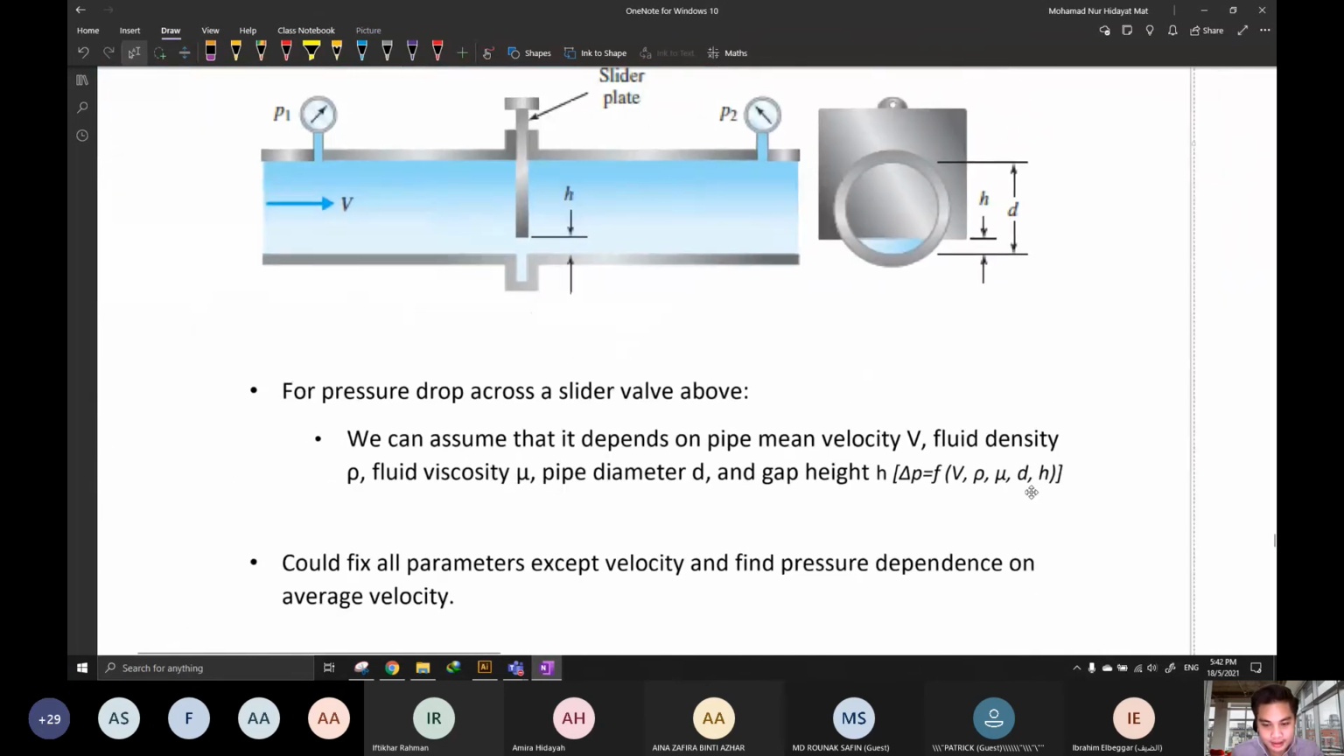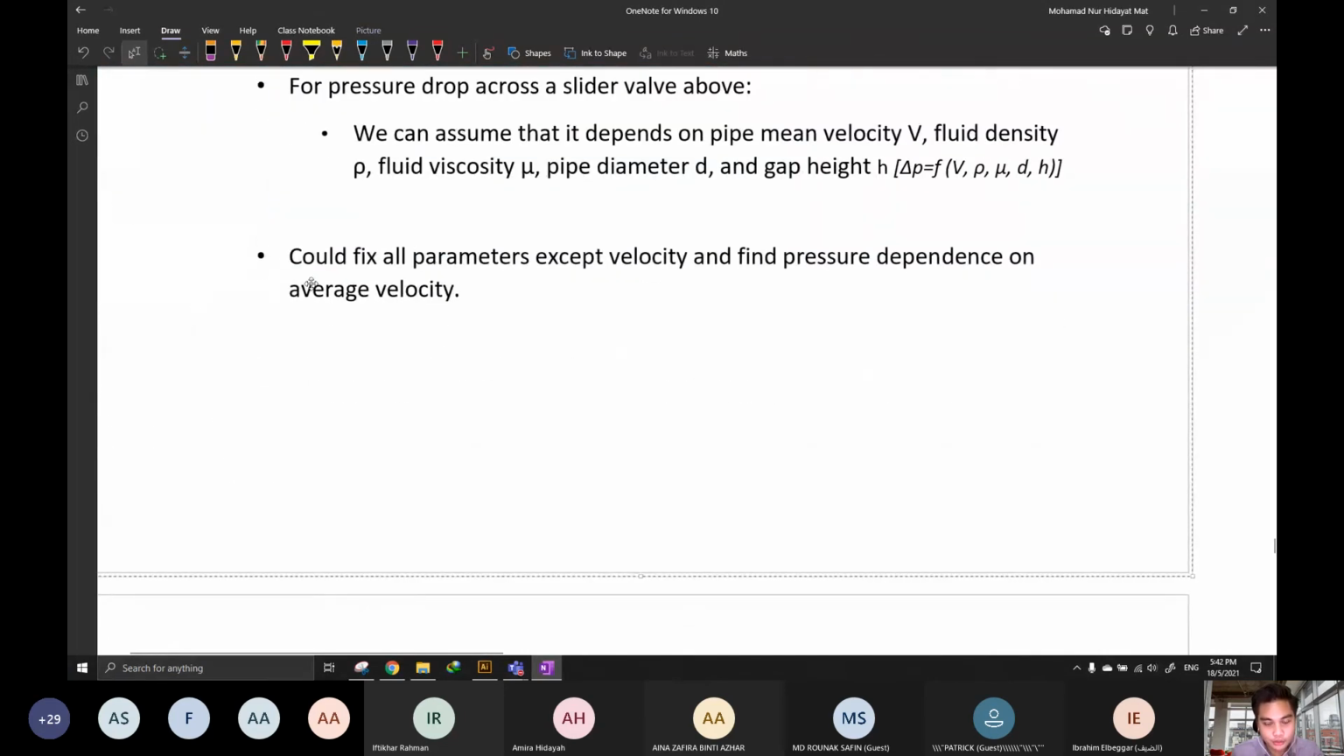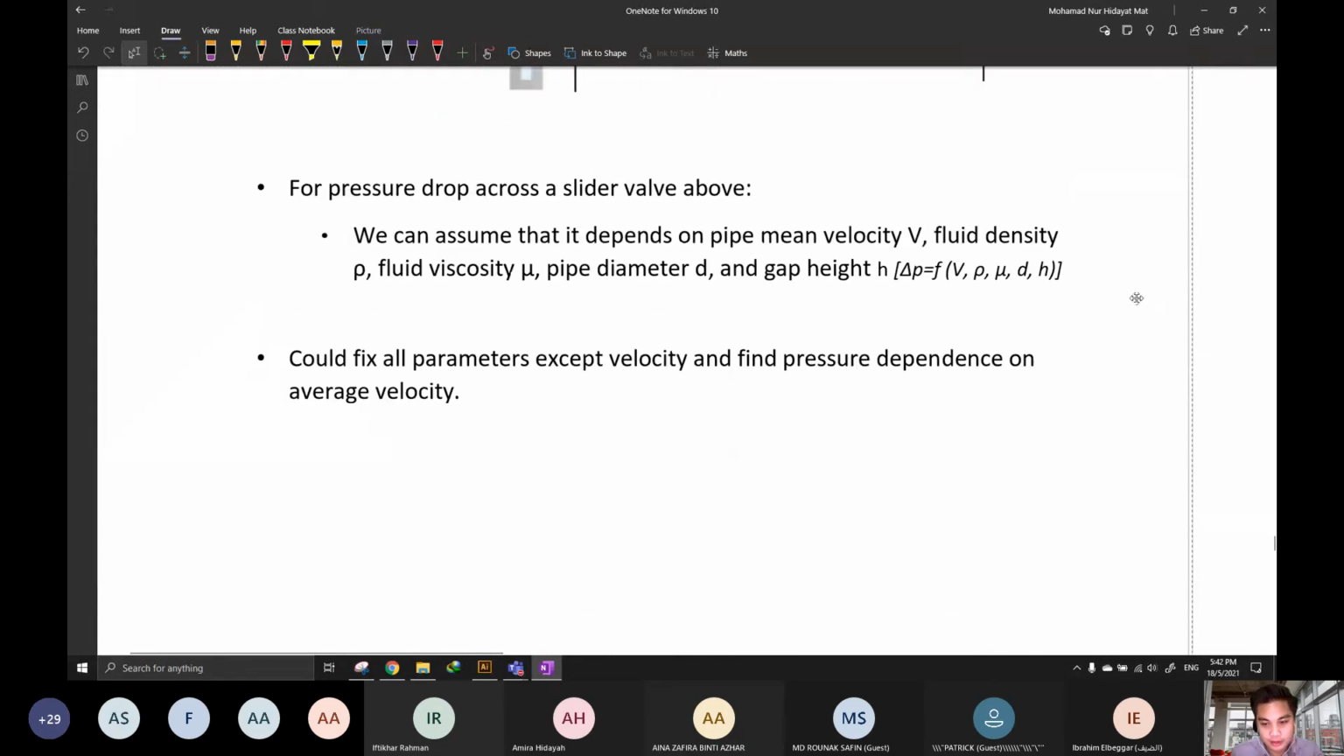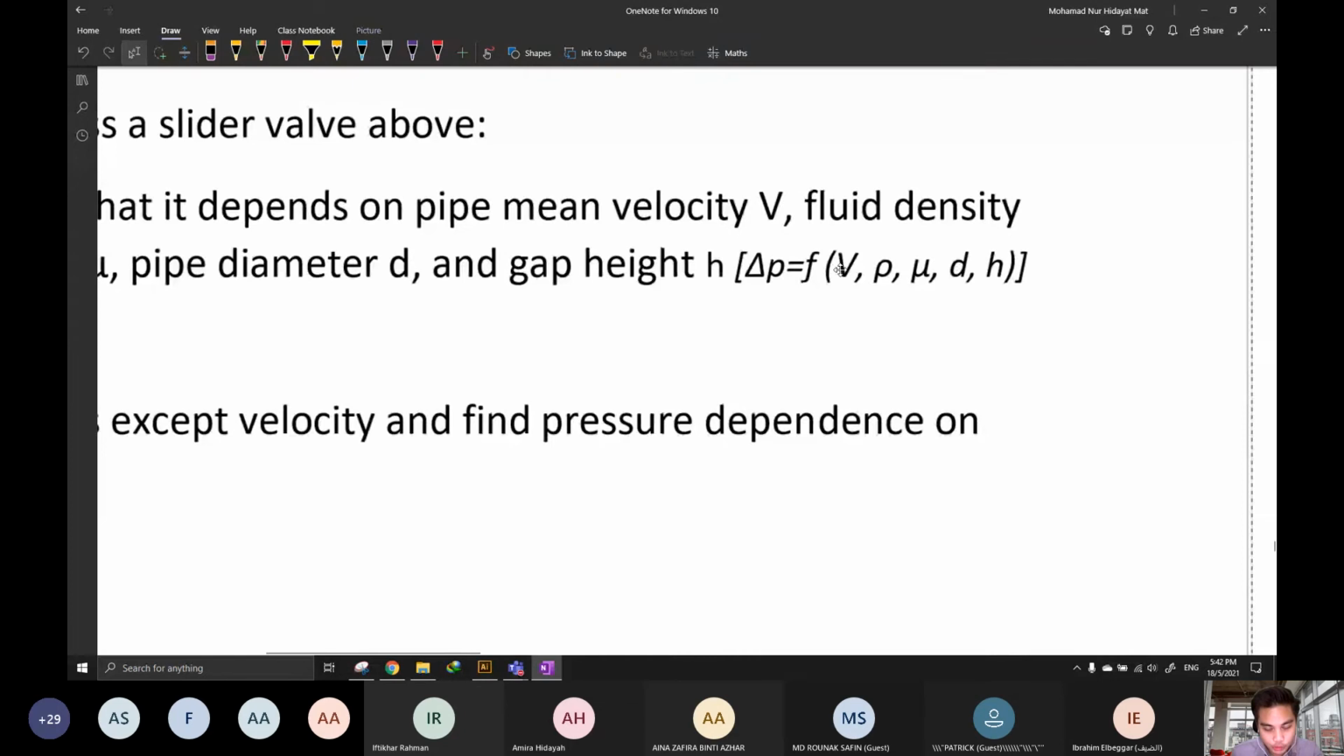So how do you conduct the experiment? Conventionally, you will conduct one by one. For example, you conduct velocity first. You change the velocity, all the others fixed. And then you fix the velocity and change the density. You vary the density, and then you vary the viscosity, until the diameter and height. Can you see how many experiments you have done?